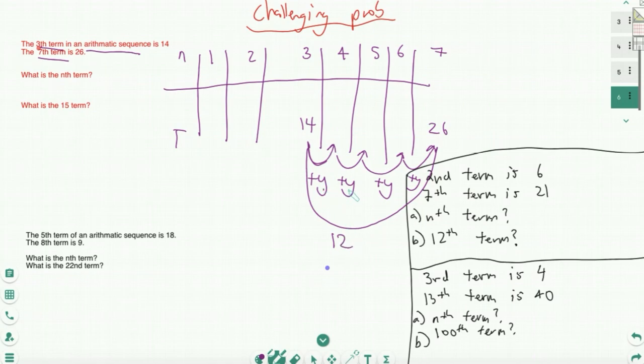And we can split that into 4 equal jumps. We can divide that by 4, which is equal to 3. So we know each jump is just 3. So 14 plus 3 is 17. 17 plus 3 is 20. 20 plus 3 is 23. And 23 plus 3 is 26. We can work backwards as well. 14 minus 3 is 11. 11 minus 3 is 8.